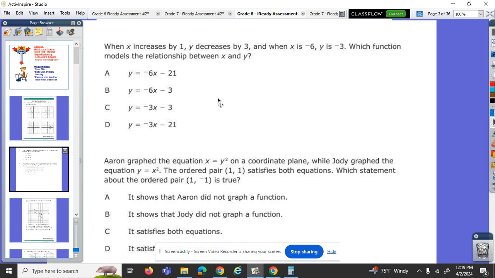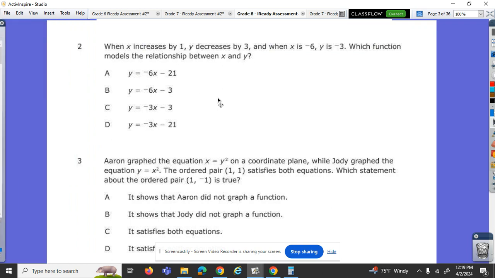Number 2 says, when x increases by 1, y decreases by 3. And when x is negative 6, y is negative 3. Which function models the relationship between x and y?